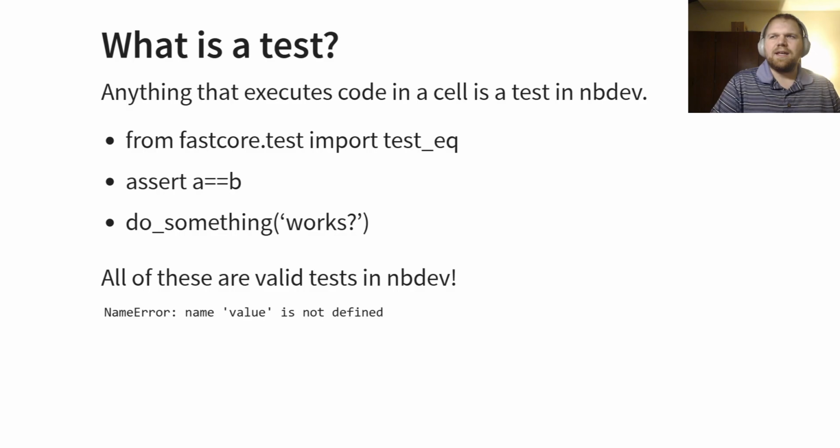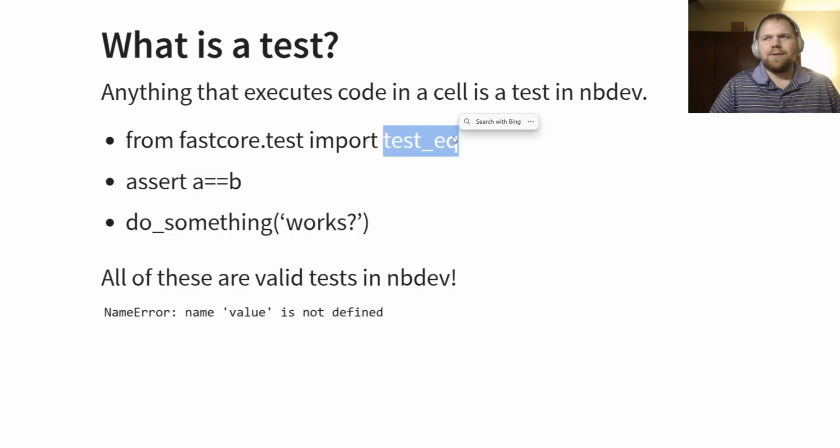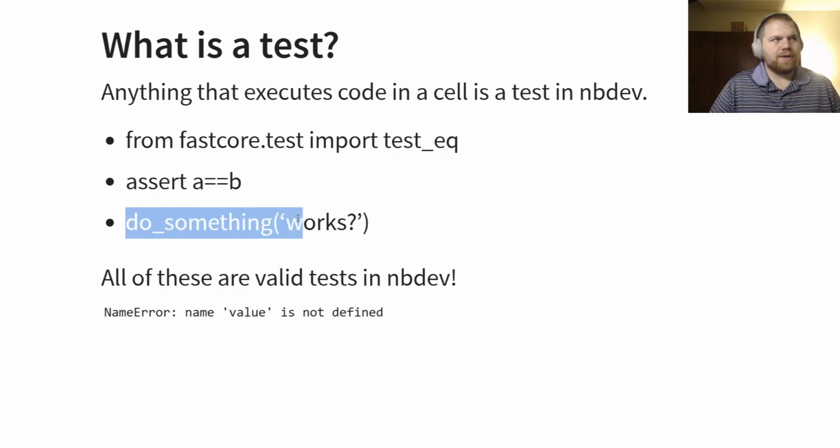So a test in nbdev can really be anything. Anything that's gonna raise an error will basically work as a test. So FastCore has its own testing piece. Test equals is a really common one. You can also just use a regular assert function, or you can just run a function by itself.